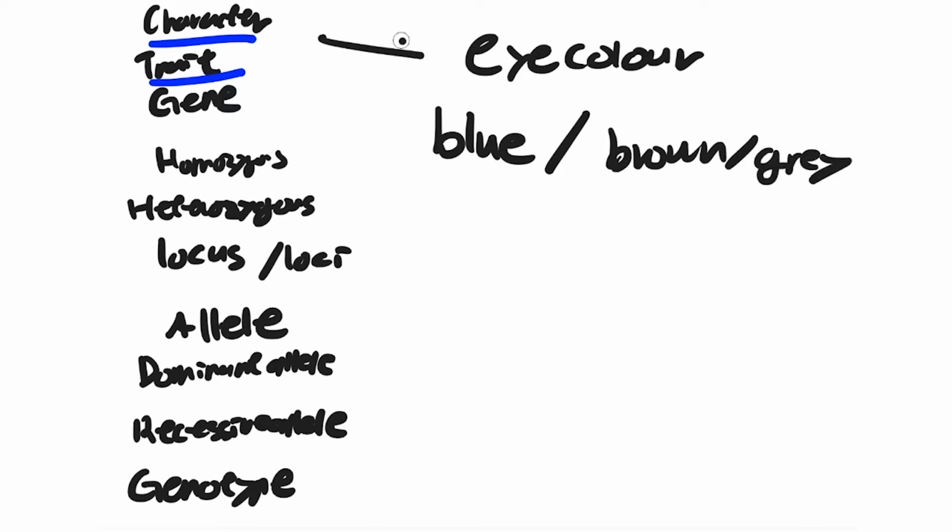So for example, character is like what kind of features you're going to show, that is going to be present in everyone. And trait is going to be the version that you're going to have of it.